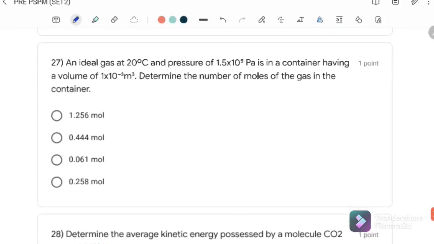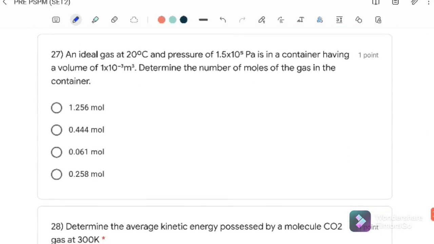Okay, next question, number 27, is chapter 13. An ideal gas at 20 degrees Celsius, so later you need to convert into Kelvin, and the pressure is 1.5, containing, having the volume 1 exponent negative 3. Determine the number of moles of the gas in the container.